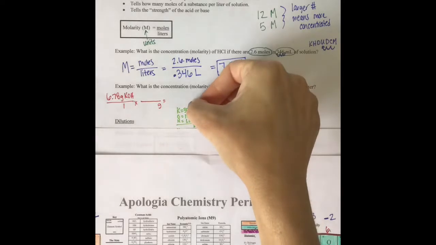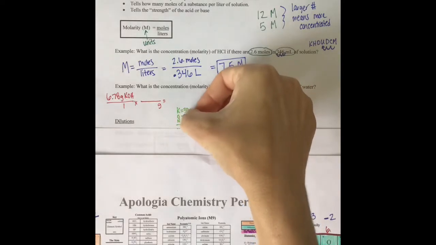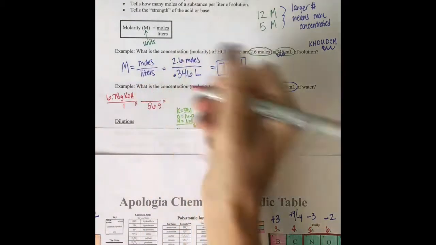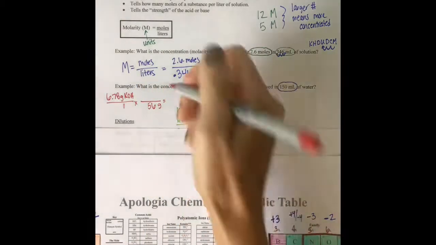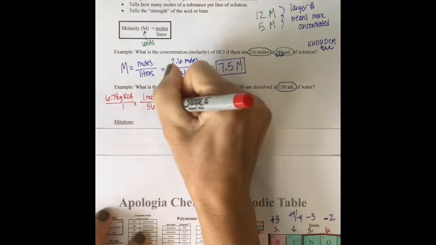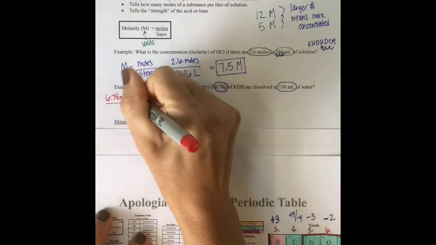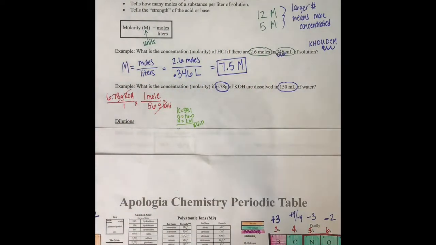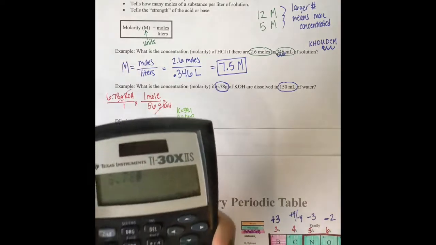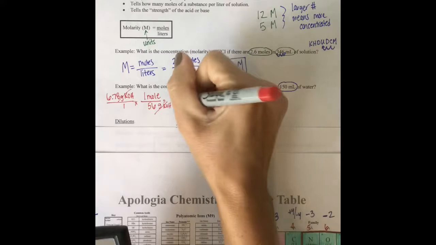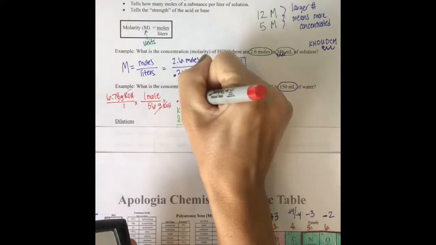Okay, so when I added up potassium, oxygen, and hydrogen, I get 56.11. I'm going to say that we have 56 grams per 1 mole. Okay, so we can cancel grams on top, grams on bottom, and if you divide 6.78 by 56, I get 0.12 moles.